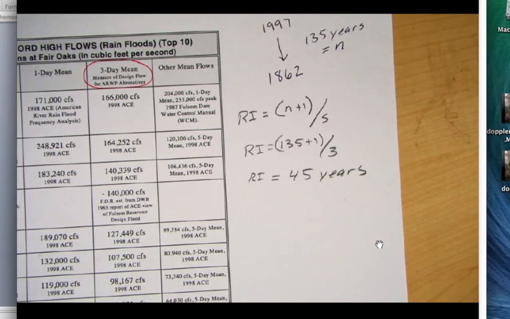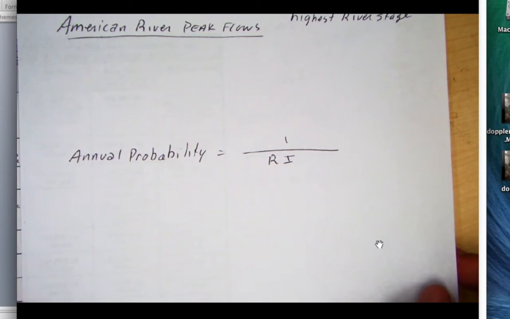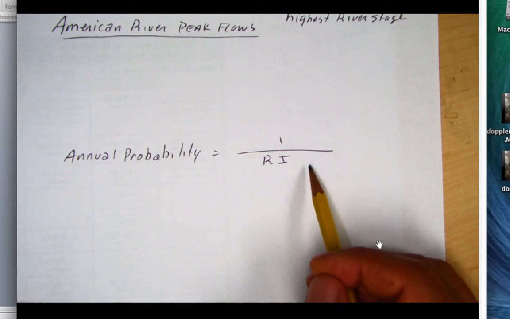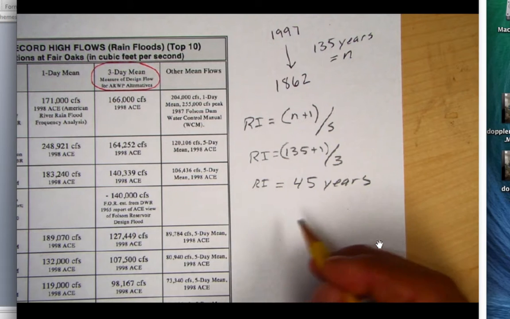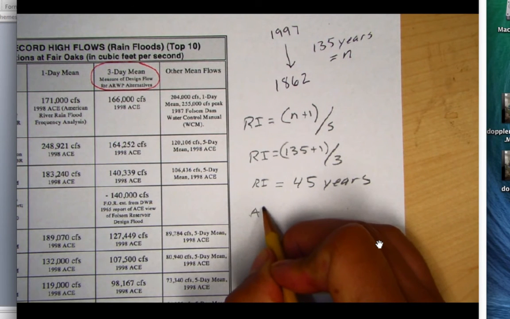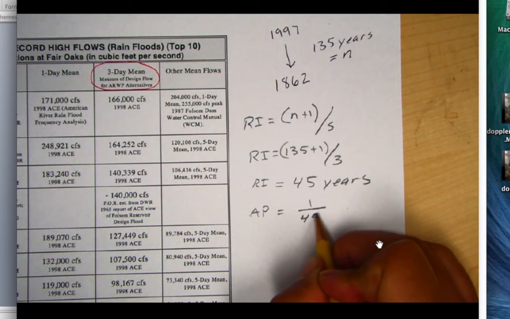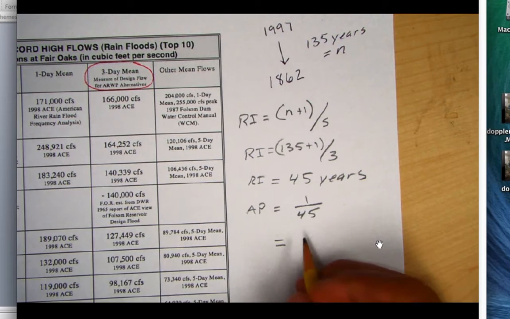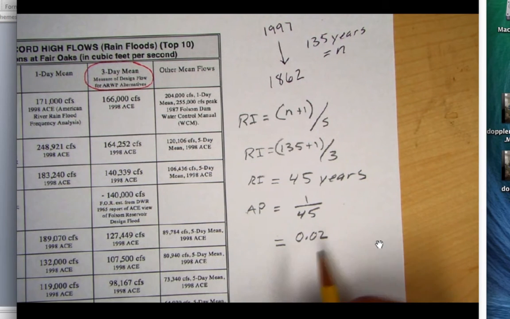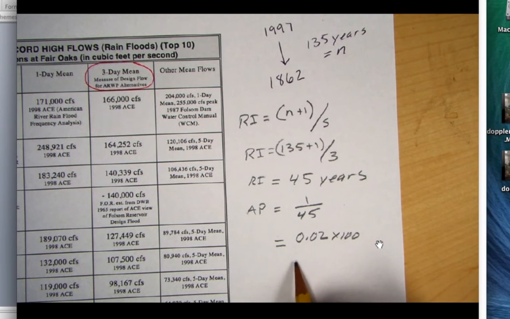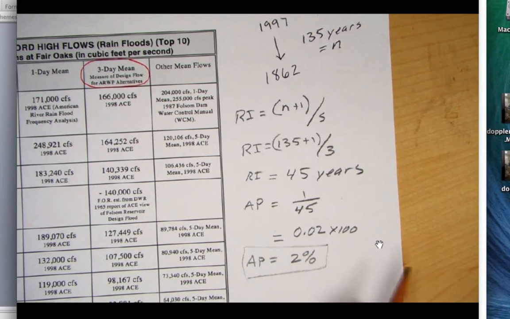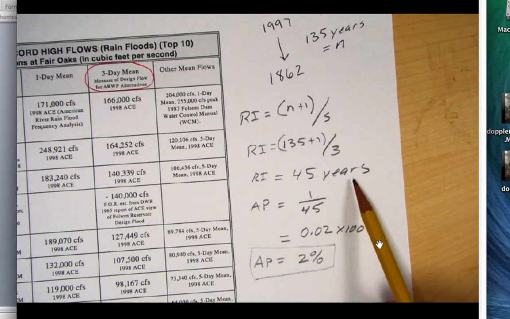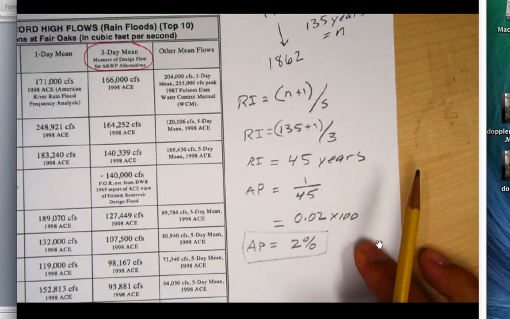And then there's another part that your book mentions here called the annual probability. It's really the inverse of the recurrence interval, and it gives you basically a percent: what's the chance that this flood will occur. So for this one, on any given year, the annual probability would be 1 over those 45 years, which gives us 0.02, and then we multiply by 100 to give us a percent. So it gives us a 2% probability. In other words, for the 45-year flood, there's a 2% chance that it'll occur in any given year.